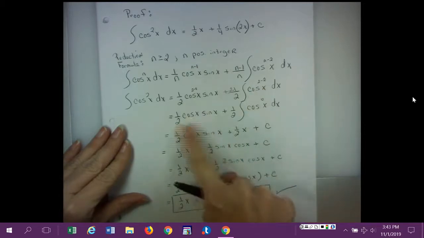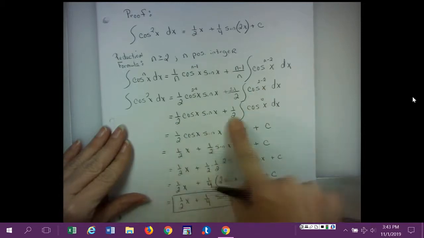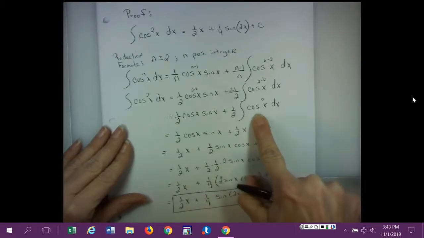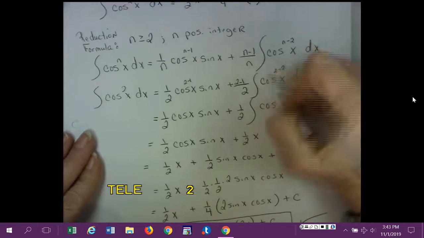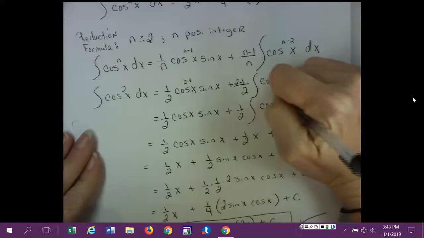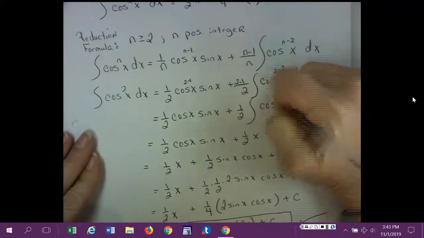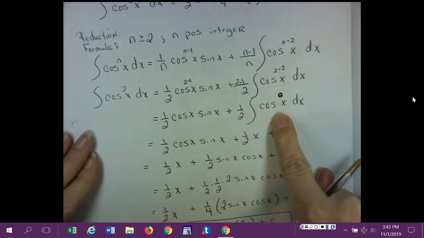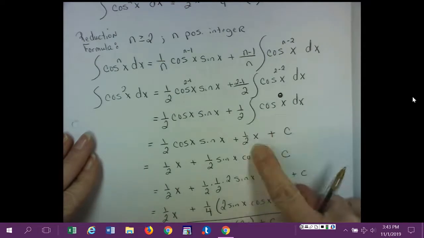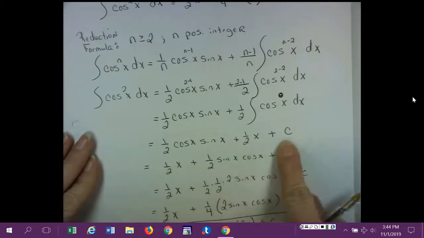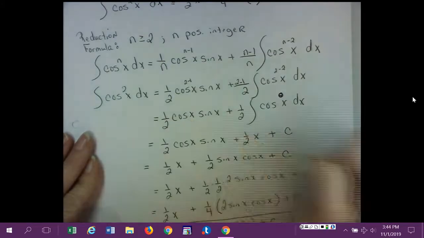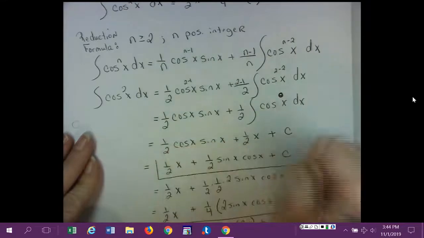As you simplify, this is 1/2 cosine x sine x plus 1/2 antiderivative of cosine x to the power of 0. And that's a 0. Which, raised to the 0 power, this is just going to leave you with an understood 1 here. And the antiderivative of an understood 1 is x. So this becomes 1/2 x. So 1/2 cosine x sine x plus 1/2 x plus c. You could stop here or even stop here and say that's the blue box special or blue box formula.